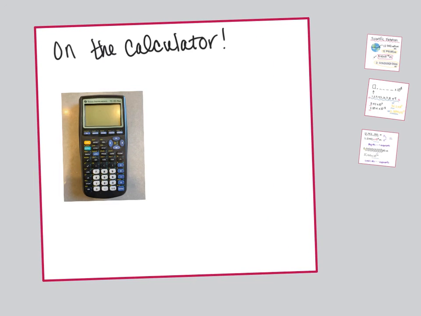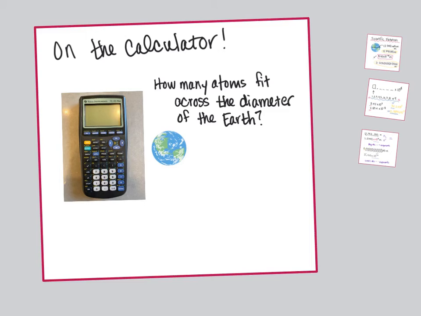So let's talk for a second about how we do scientific notation on our calculators. Here's a picture of a TI-83 Plus. That's my calculator from high school. And so I'm going to show you on that one, but most Texas Instrument calculators are going to be pretty much the same. Let's figure out how many atoms fit across the diameter of the Earth, and we'll use our calculators to do this math.